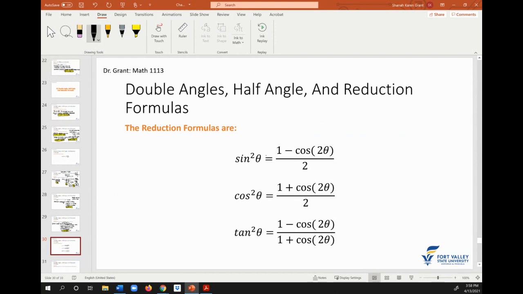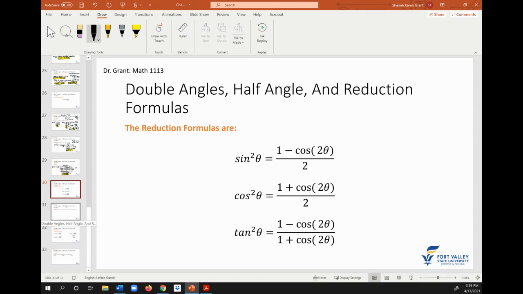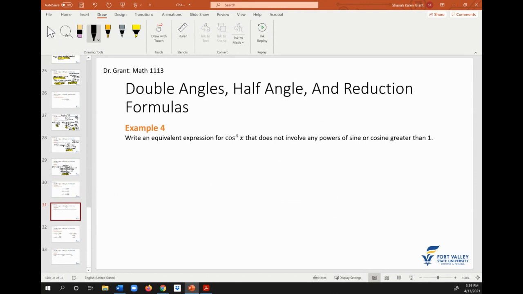So basically, we have sine squared theta equals 1 minus cosine 2 theta divided by 2. Cosine squared theta equals 1 plus cosine 2 theta divided by 2. And tan squared theta equals 1 minus cosine 2 theta divided by 1 plus cosine 2 theta. Now, with these reduction formulas, we can do quite a bit, but I'm just going to do a quick example. We want to write an equivalent expression for cosine to the 4th power that does not involve any power of sine or cosine greater than 1.